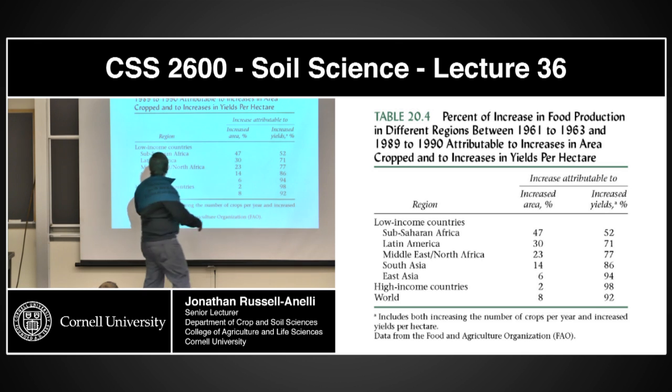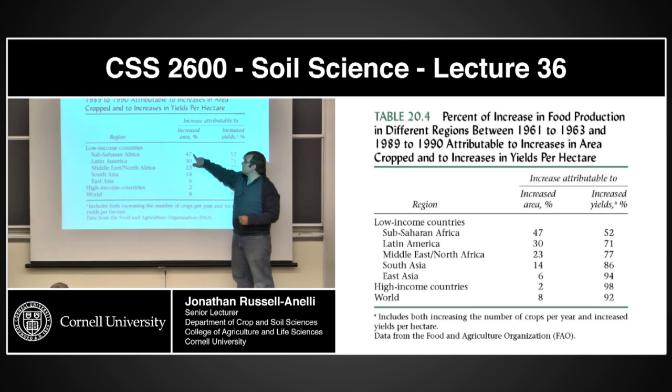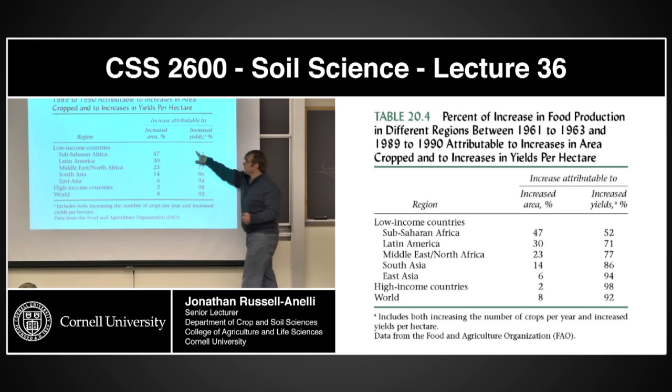So if we look at sub-Saharan Africa, 47% of the increase in food is attributed to an increased area. They're increasing their growing area. 52% of it is attributed to an increase in the production of that area. Does that make sense? The interesting thing to see here is to look at this half versus this half. And South Asia is sort of in the middle.